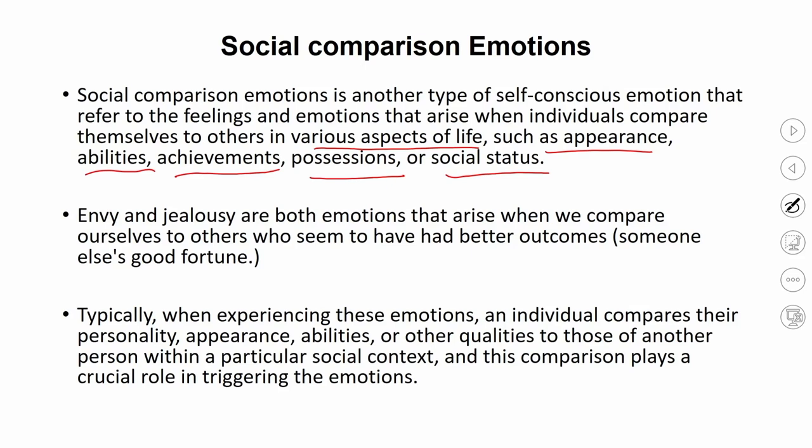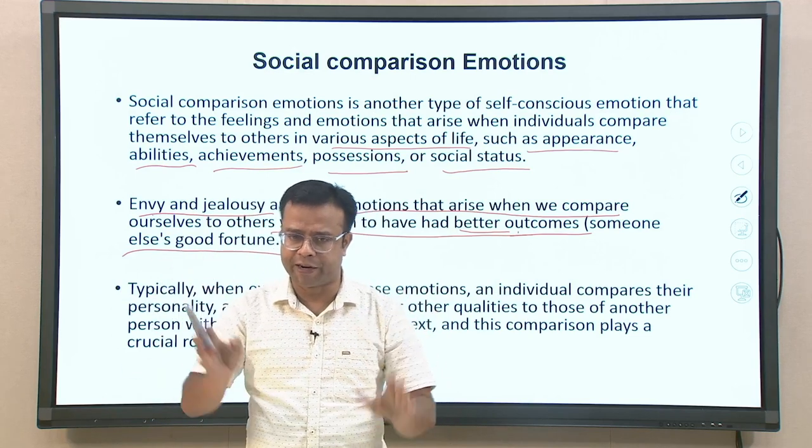So, this kind of social comparison process can also lead to certain complex emotions. Envy and jealousy are both emotions that arise when we compare ourselves. Now, these emotions don't arise out of just your own self-evaluation. They need some comparison with other people. Otherwise, one cannot experience envy or jealousy. So, both emotions arise when we compare ourselves with others, and especially with others who have some sense of better outcomes. Someone else's good fortune, you know. So, that is why it also has some kind of negative connotation to it. Maybe it also has some positive aspects, we will be looking at that.